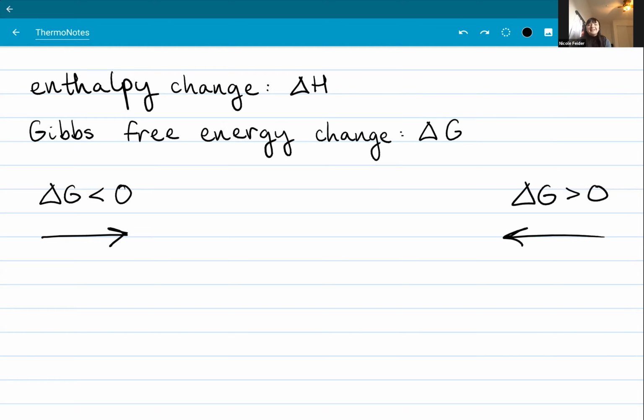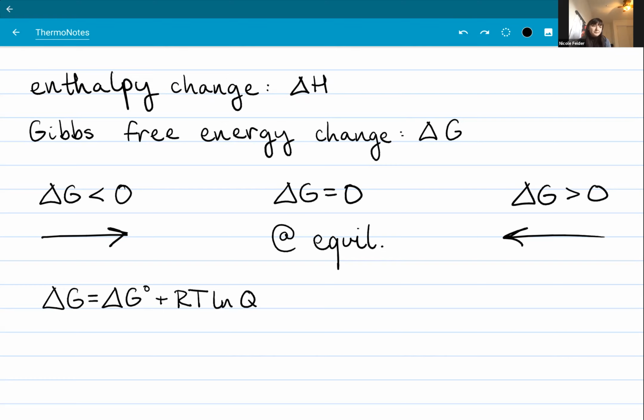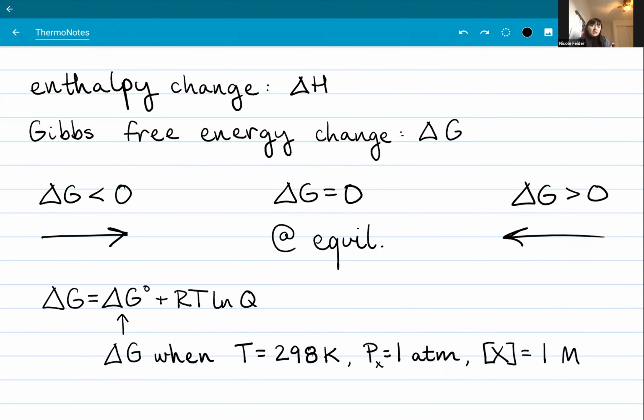And now for the new material. If delta G is neither positive nor negative, equal to 0, neither side of the reaction is favored. Therefore, the system is at equilibrium. We can show all of these things with one expression drawn here. And in this expression, delta G naught is the free energy change under standard conditions.